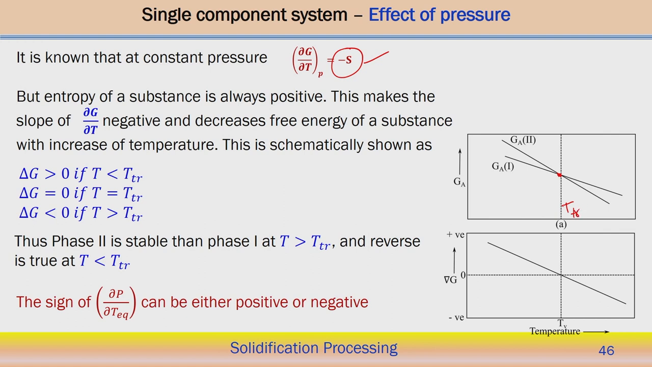Now, delta G should be greater than 0 if T is less than the transformation temperature. At the transformation temperature both phases are in equilibrium, so in that case delta G equal to 0. For T greater than the transformation temperature, delta G should be less than 0. So it is greater than 0 on one side and less than 0 on the other for a particular phase, and equal to 0 at equilibrium. Therefore, we can say that delta G represents the difference between these two at this particular temperature.